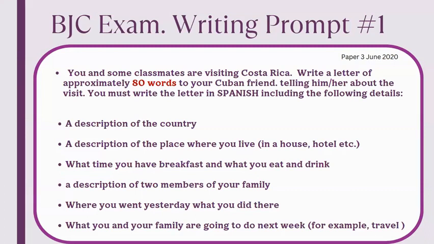And what you and your family are going to do next week. You don't have to know future tense. You can simply use the verb ir plus a to say that you are going to do something. Always remember the verb ir, which means to go, is followed by a. So voy a nadar, I'm going to swim. Voy a jugar, I'm going to play. Voy a viajar, I'm going to travel. You don't have to know the future tense. You just need to know I am going to, and that's good enough.